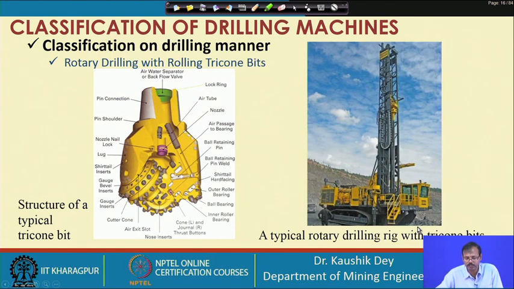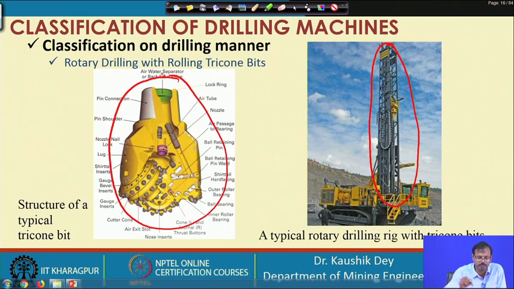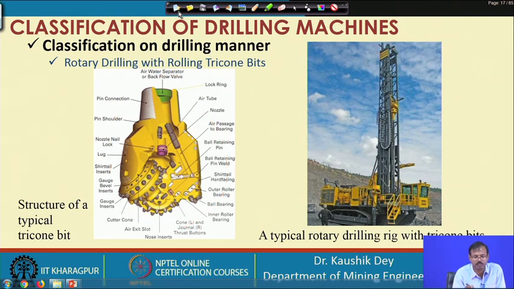Now, you can see this is the drill rig, and in the mouth of the drill steel, this is the tricone rotary bit. You can see the bit pin connection. If you take out this pin, the bit will come out. You can replace it from the drill rod.